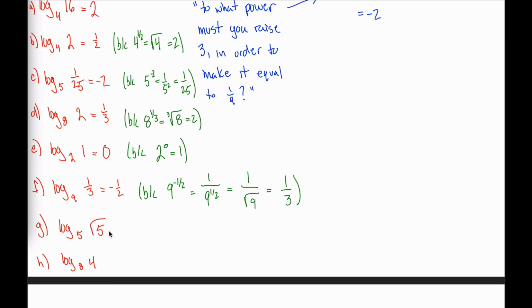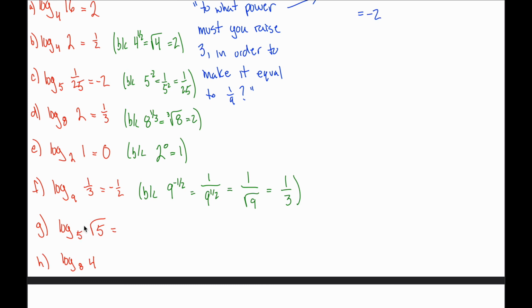The log base 5 of the square root of 5. Maybe this should have been higher up. I think this one's not quite as hard as f was, for example. If you recognize that the square root of 5 is the same as 5 to the 1/2 power, then all this is saying, this is going to be a weird sentence, is what power do you have to raise 5 up to make it 5 to the 1/2 power? Wait, what? What power do you have to raise 5 up to make it 5 to the 1/2 power?